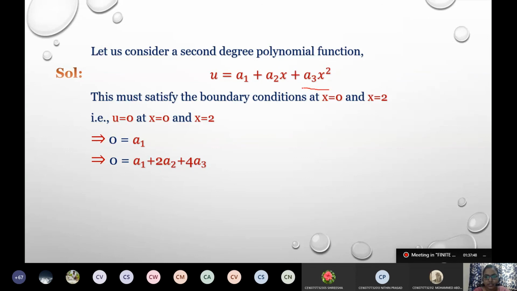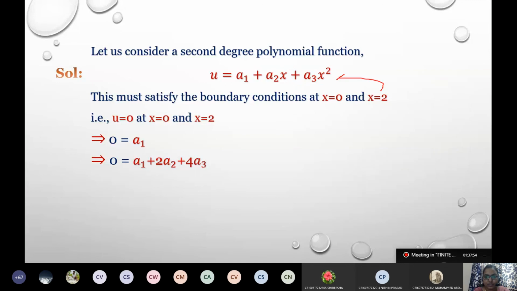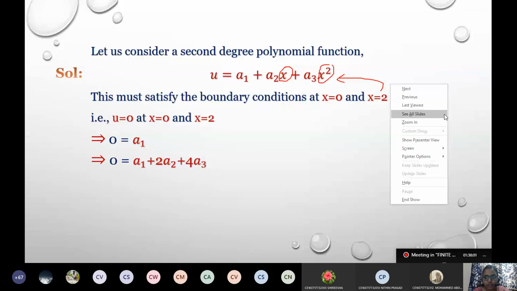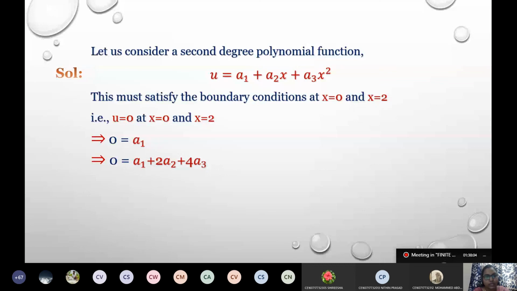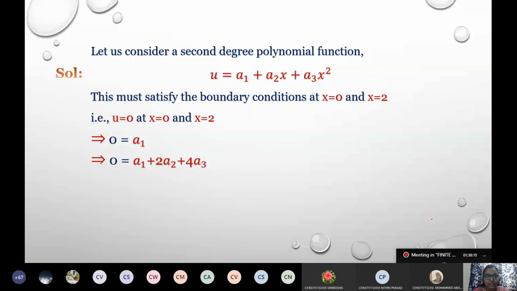See, if I substitute x is equal to 0, these two terms are eliminated. Right? If I substitute x is equal to 2, we have 2a2 here and 4a3 here. So that is the second option. In both the cases, the value of u is 0. So both are equated to 0. Right? Now comparing these two equations, a1 is 0 from the previous one. Right? Now what will this become?